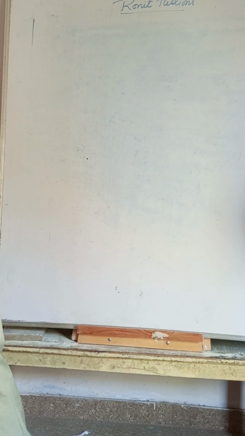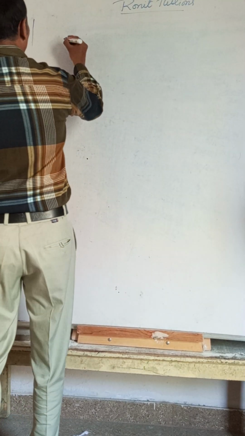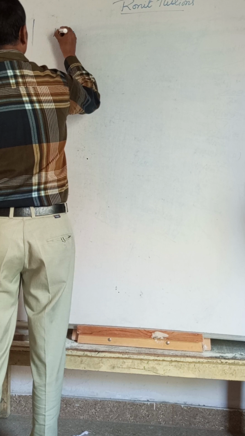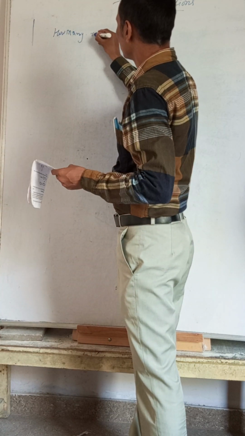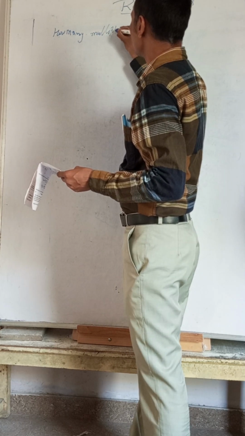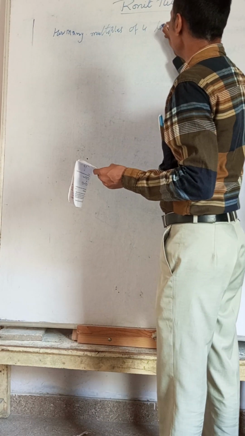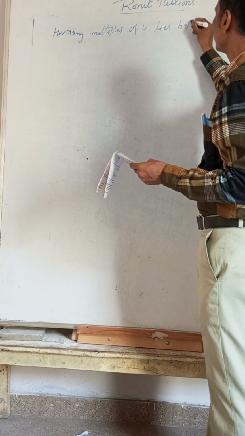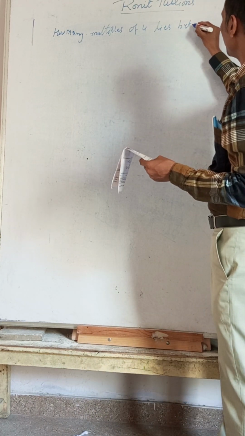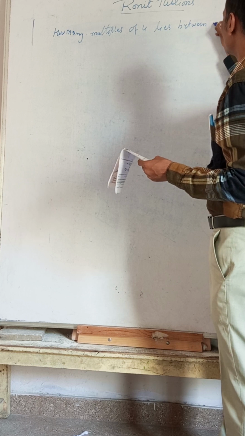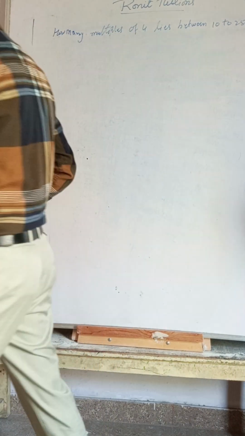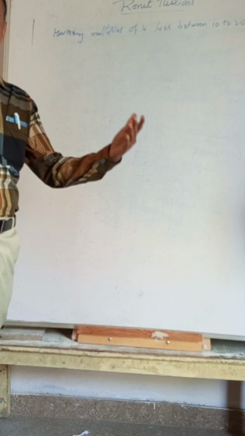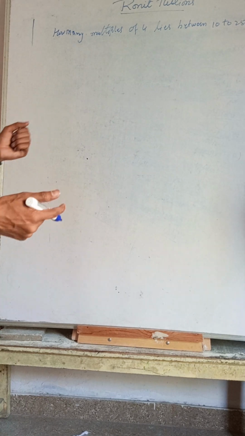The next question given is: how many multiples of 4 lie between 10 and 250? The number of multiples is being asked. How many numbers are there? That is what we are finding.